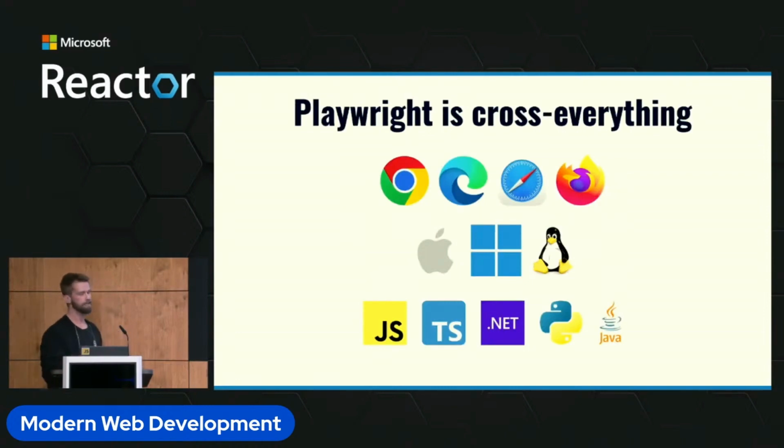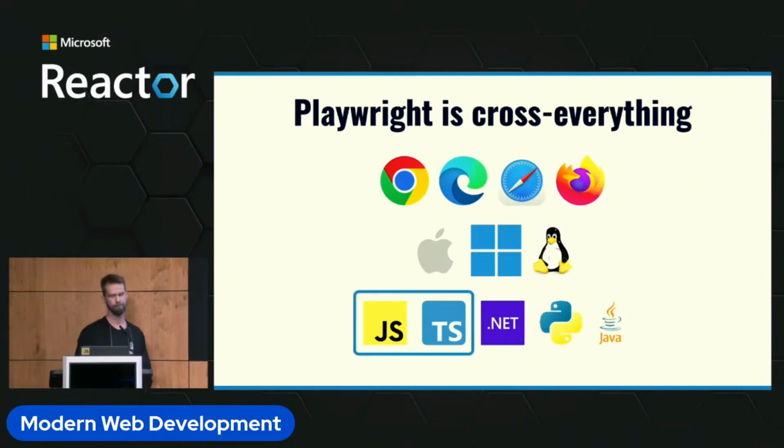So first of all, Playwright is cross everything. Chromium with Edge and Chrome, you can control this. You can use WebKit with the Safari. You can use Gecko with Firefox. It works on all 3 operating systems. And you can write it in 5 programming languages, so JavaScript, TypeScript, .NET, Python, Java. If you're running in a non-JavaScript language, you can write Playwright too.